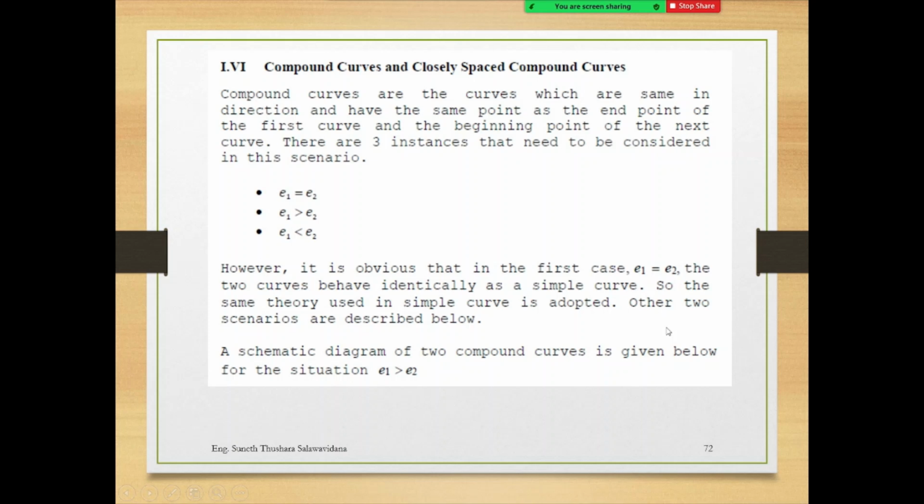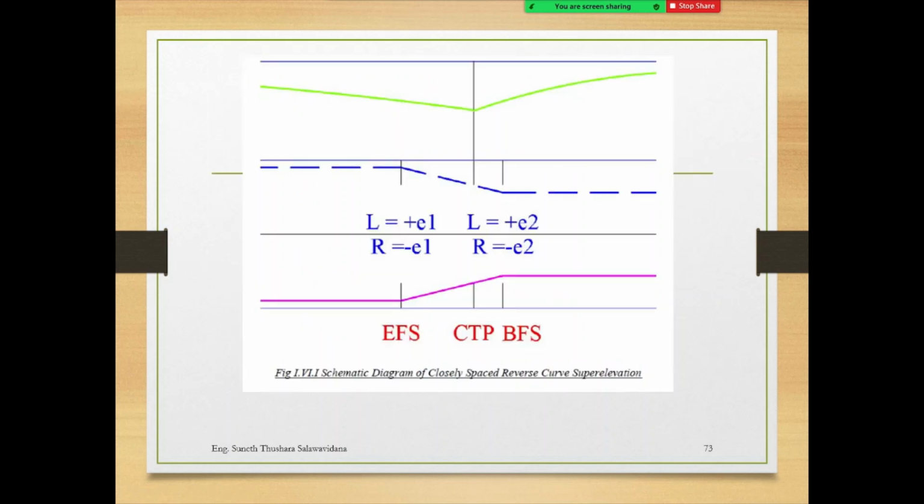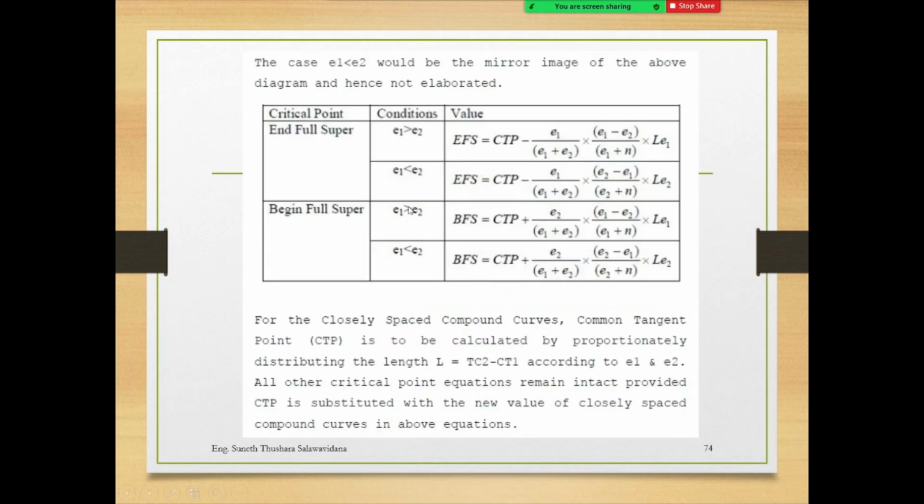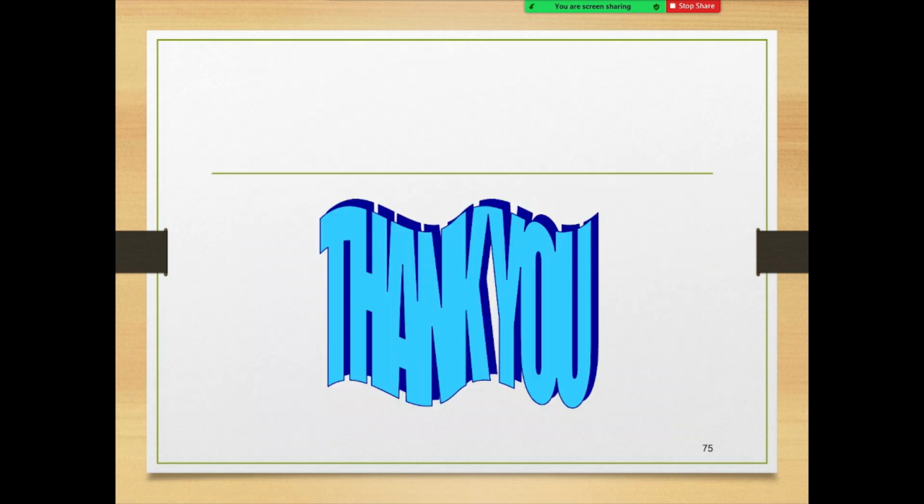And then compound curves and closely spaced compound curves. I am just telling you because you cannot find these things from any textbook. Okay, that is only with the practice in the industry that I am giving you. So take the benefit of it, right? And these are the equations, right? So I don't think you can get this from any textbook in highway engineering. But anyway, I give it to you. So if you are interested, you can calculate these super elevation values yourself. Okay.